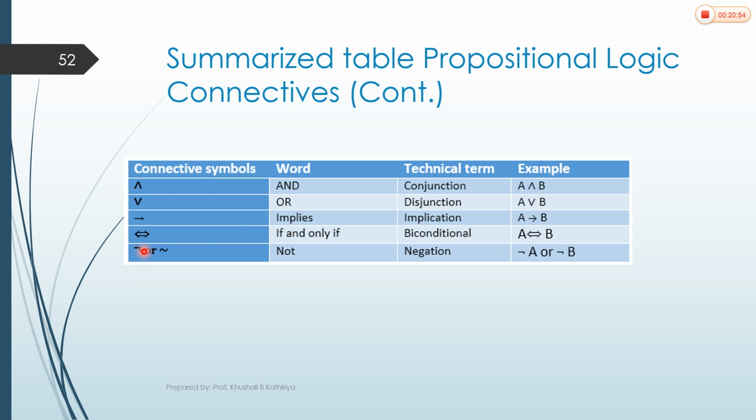This is the not operator. These two are both signs for not. This is the term negation, and these are examples for the negation sign. So this is a summarized table for the propositional connectives.